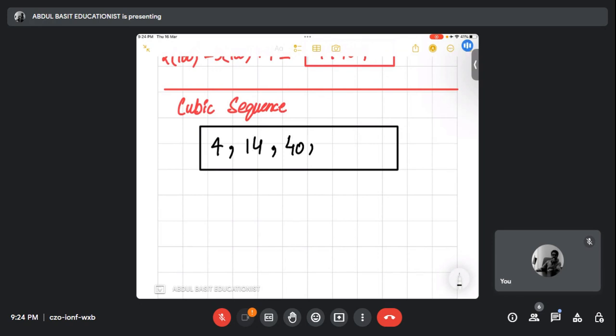4, 14, 40, 88, 164. Okay, these are the first five terms of the sequence. And we are already familiar that the formula for the cubic sequence is ax cube plus bx square plus cx plus d. This is not quadratic, right, that it starts from 2; its power is 3, yes or no?